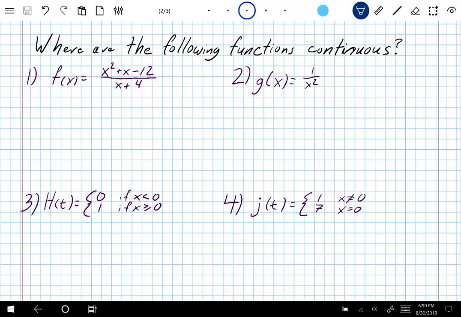I'm going to hope you just took a minute. Pausing is great. Where are these functions continuous? So, in these first two cases, I hope you know what these kinds of functions are called. They have a polynomial on top and a polynomial on bottom. So that is called a rational function. It is a ratio of two polynomials.